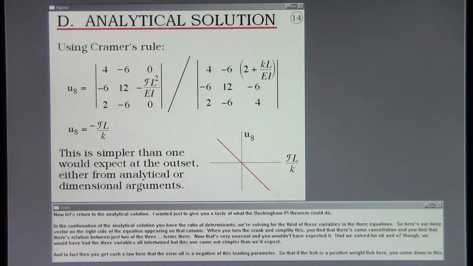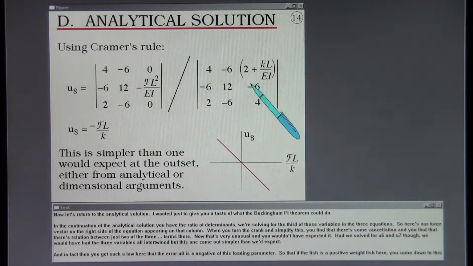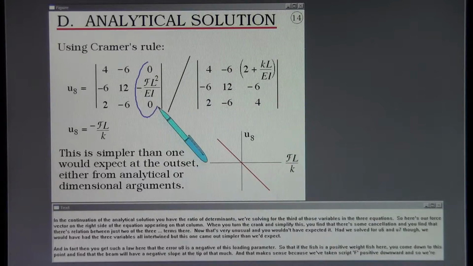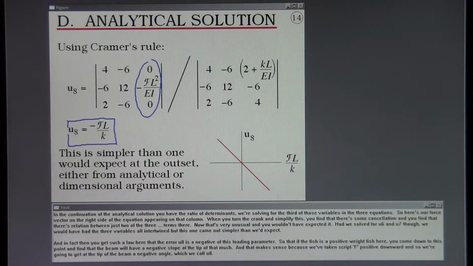In the continuation of the analytical solution, you have the ratio of determinants. We're solving for the third of those variables in the three equations. So here's our force vector on the right side of the equation appearing in that column. When you turn the crank and simplify this, you find that there's some cancellation, and you find that there's a relation between just two of the three terms there. Now that's very unusual, and you wouldn't have expected it. Had we solved for U6 and U7, though, we would have had the three variables all intertwined, but this one came out simpler than we'd expect.